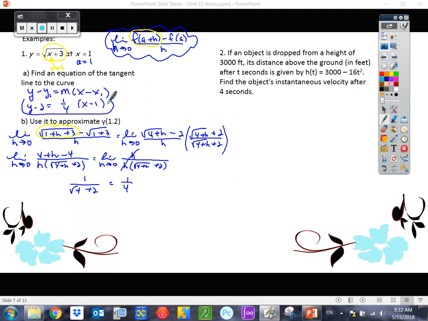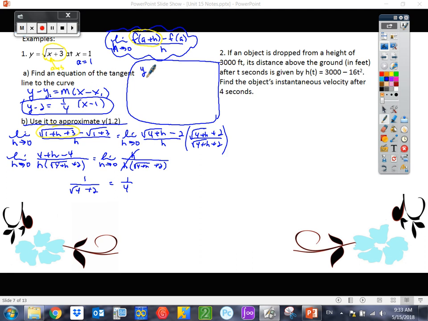This is the equation of my tangent line. Once I find the equation of my tangent line, I'm asked to use it to approximate y of 1.2. So we're going to use this tangent line to approximate. Let's carve out a little bit of space right here. We'll just write it right in here. So I'm going to put a 1.2, I'm going to substitute that in for x. And I'm going to move the 2 over just for convenience.